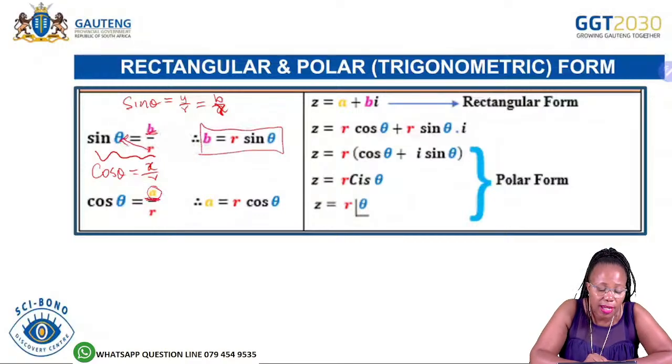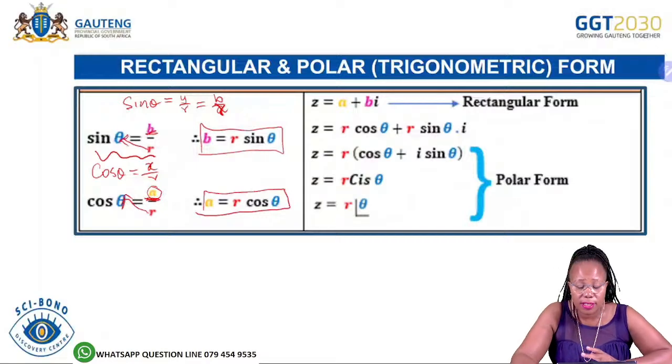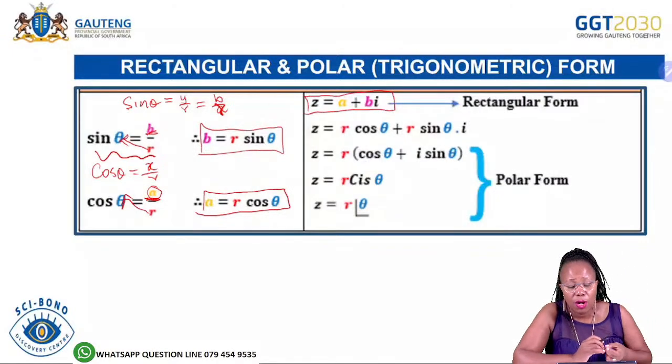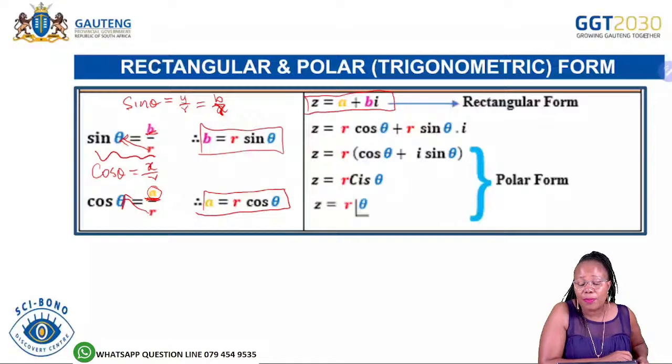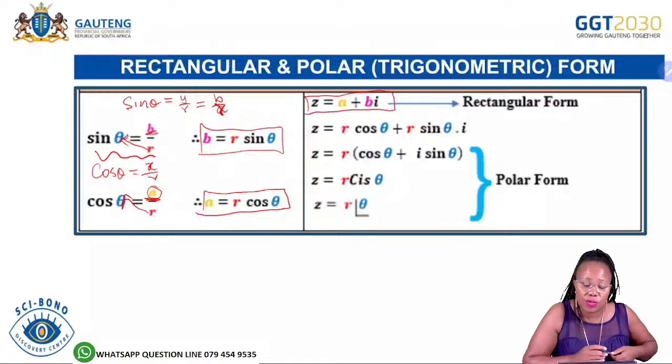And then to have A as the subject of the formula, A will be equal to R cos theta. So now we have the rectangular form, which is Z equal to A plus Bi. We want to show you how the polar form was derived from the rectangular form using your trig ratios.